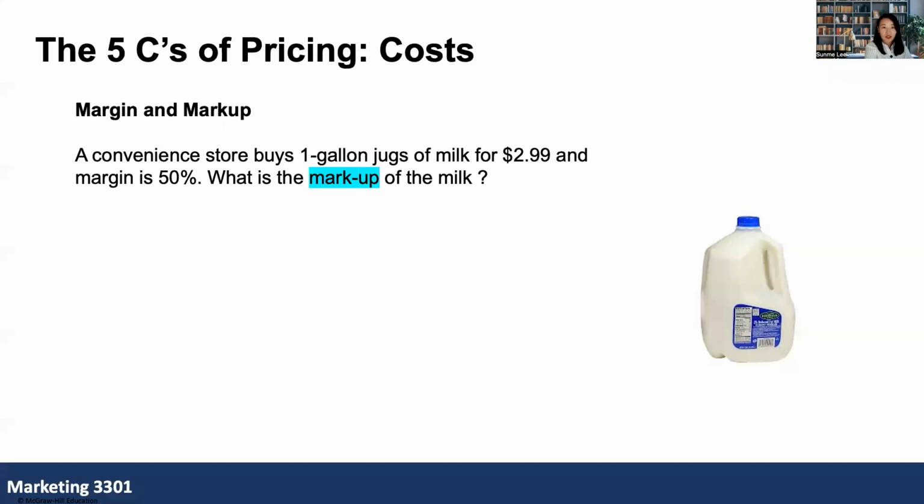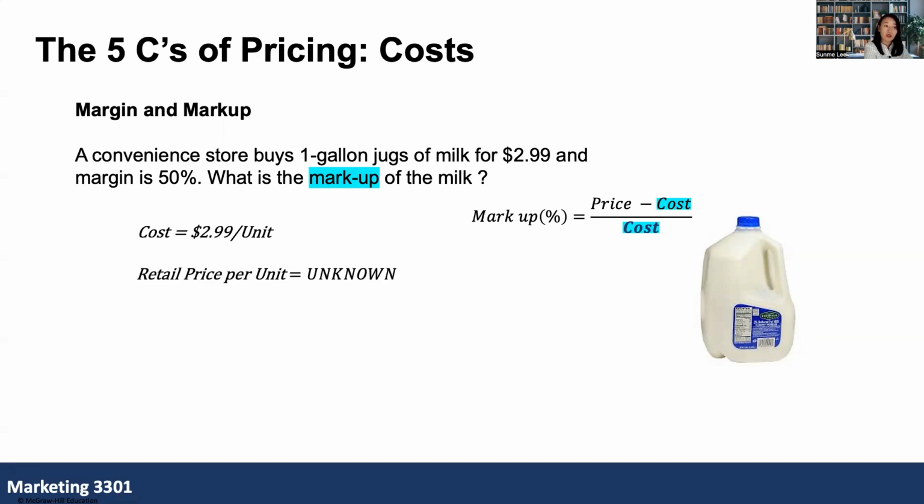The next question is how we can calculate markup. Here we should calculate markup. The necessary information to calculate this is the price and the cost. So we know the cost, $2.99 per unit. And there's information about the margin, but we do not know the price. So by using the information about margin, which is 50%, we can calculate the retail price.